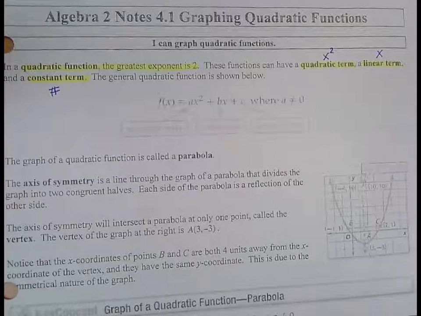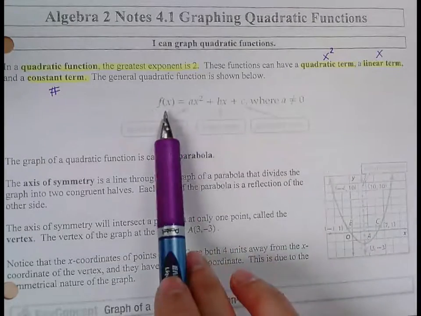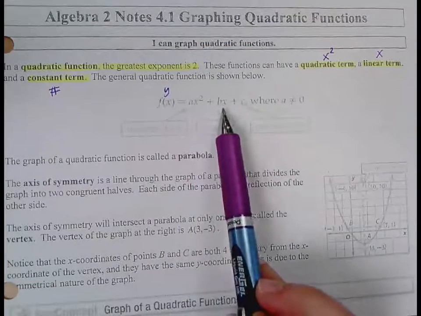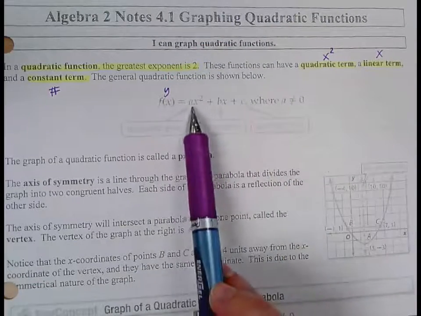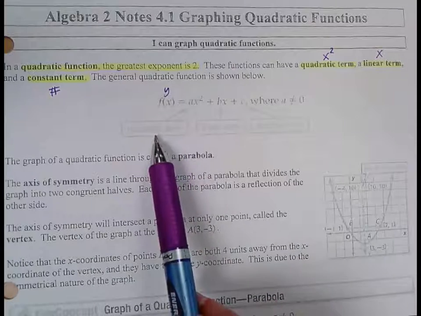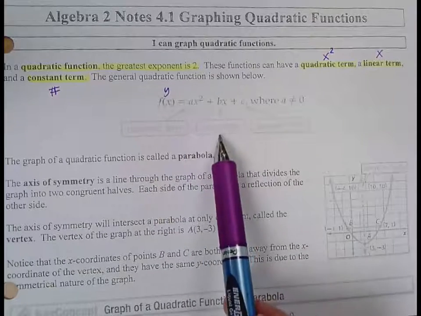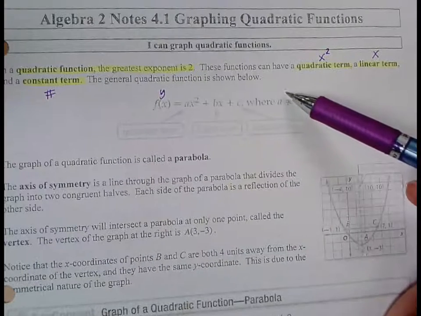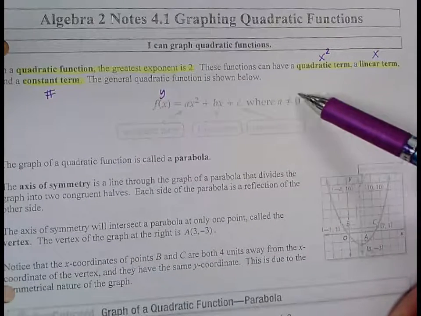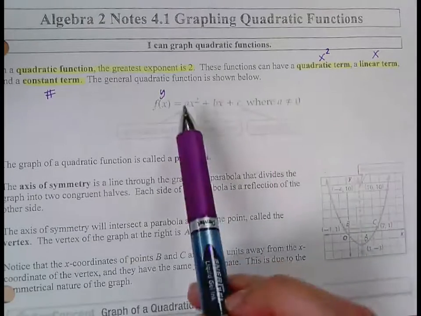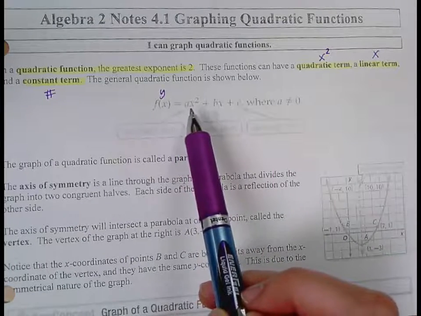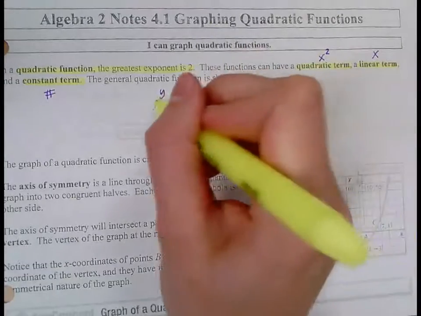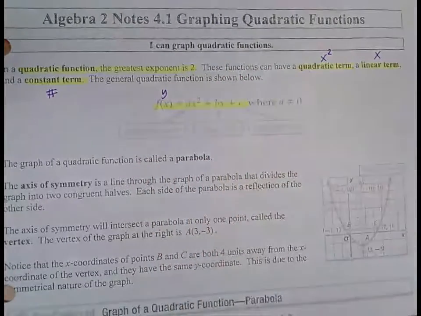And it does give the general quadratic function, f of x, which is just y, equals ax squared plus bx plus c. So a will always be in front of the x squared, that's your quadratic term. B is always in front of the x, that's your linear term. C is always your constant term. And it does specify a cannot equal 0, and that's because if the a value is 0, you would not have an x squared, and therefore the function wouldn't be quadratic. So the only value in this function that can't be 0 is a.